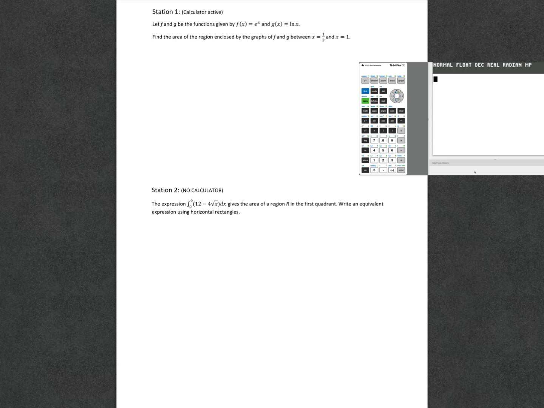Okay, for this first one, they say let f and g be functions given by f of x equals e to the x and g of x equals ln x. Find the area of the region enclosed by the graphs of f and g between x equals a half and x equals 1. This is a calculator one, so we'll basically do all this in the calculator. First let's put them into y1 and y2.